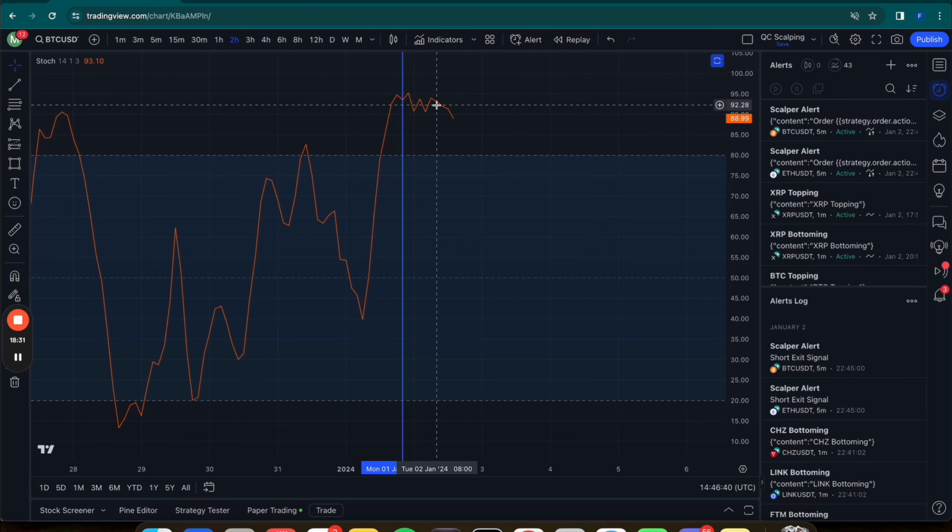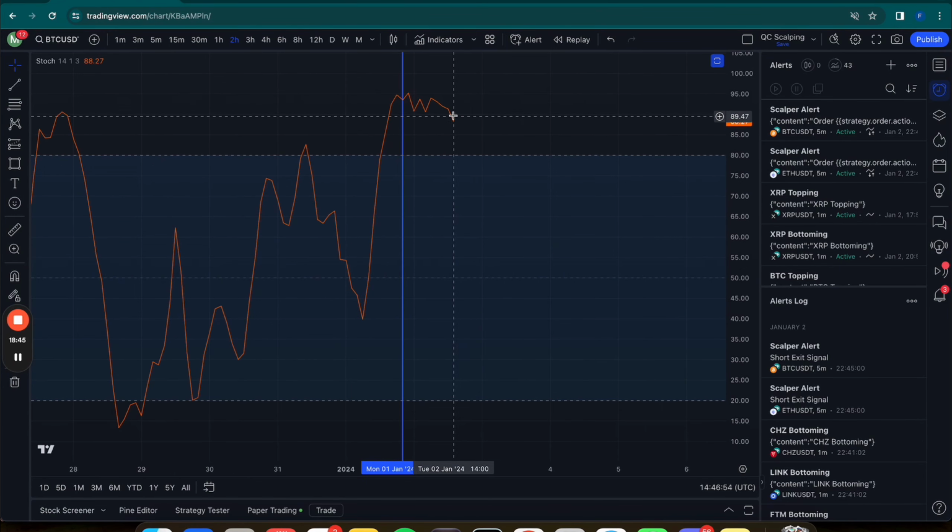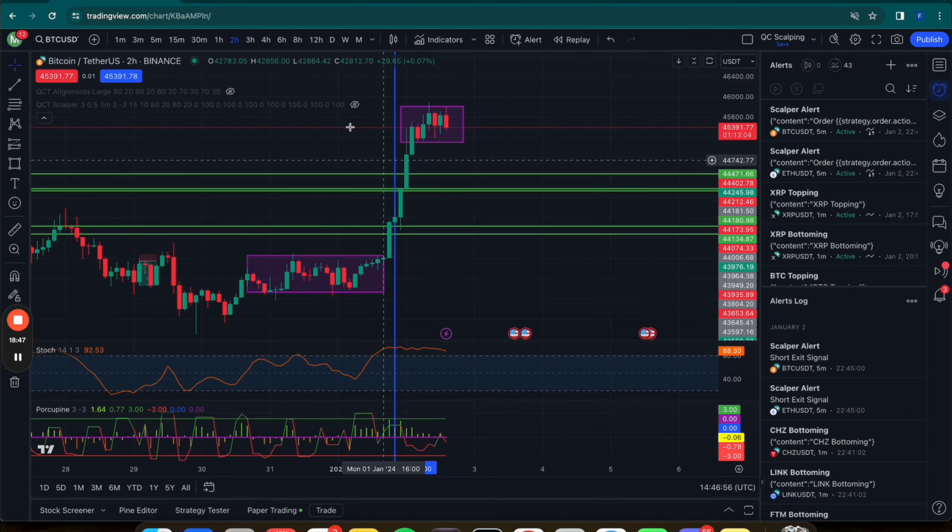So by default, the heavy ball, like it would take a lot of energy to stop this ball, right? The only thing that could stop it would be a lower time frame, but the lower time frame is just increasing in speed too. So the 2 hour is likely to just keep going down as well. So that's the 2 hour.